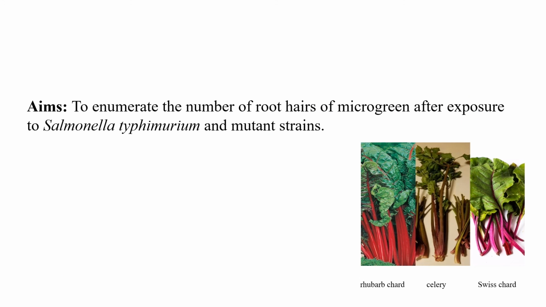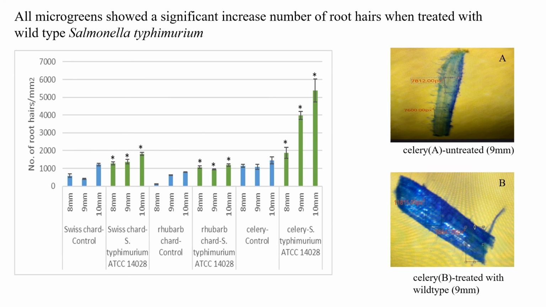In this study, the effect of Salmonella typhimurium was observed in 3 types of microgreens, namely rhubarb chard, celery, and Swiss chard. And here my aim is to enumerate the number of root hairs of microgreens after exposure to Salmonella typhimurium and mutant strains. Here the graph shows all microgreens showed a significant increased number of root hairs when treated with wild-type Salmonella typhimurium.